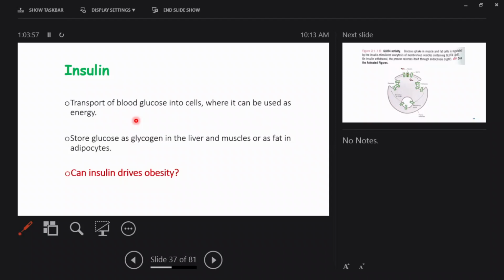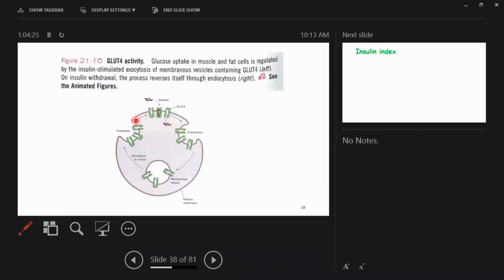Can insulin drive obesity? Someone, maybe answer this question. Can insulin drive obesity? So this is the question that I want you to find yourself, right? Can insulin drive obesity? I will ask some other time, but make sure you find yourself the answer. All right.